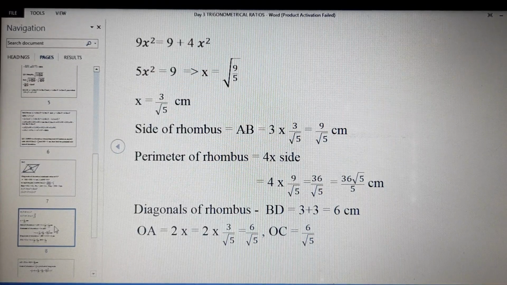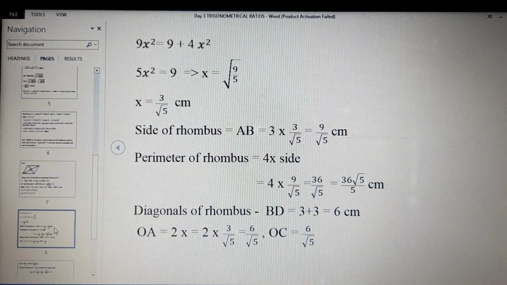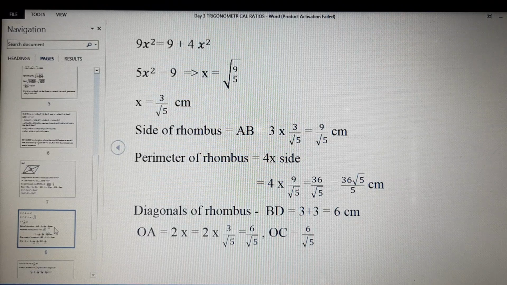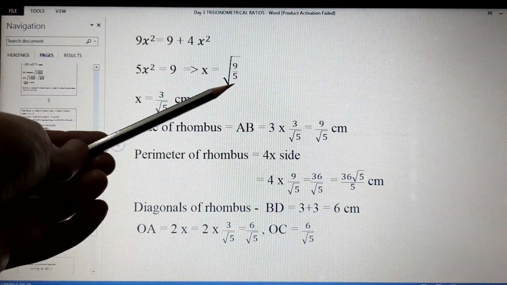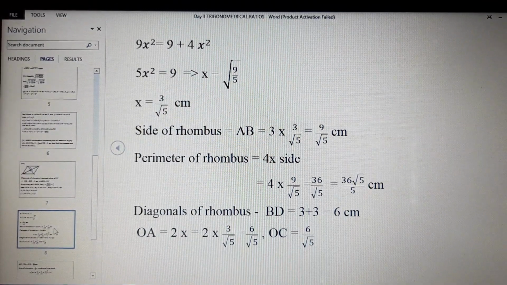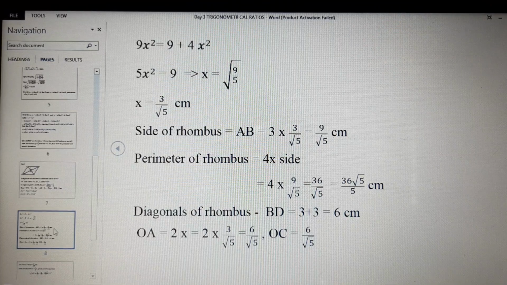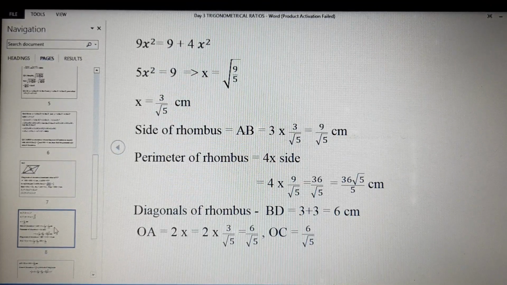5 will be transferred to the other side, becomes 9 upon 5, and x will be equal to under root 9 upon 5. Under root 9 will become 3 and 5 will remain in the under root sign. We can leave it like that for now. Value of x is 3 upon root 5 centimeter.